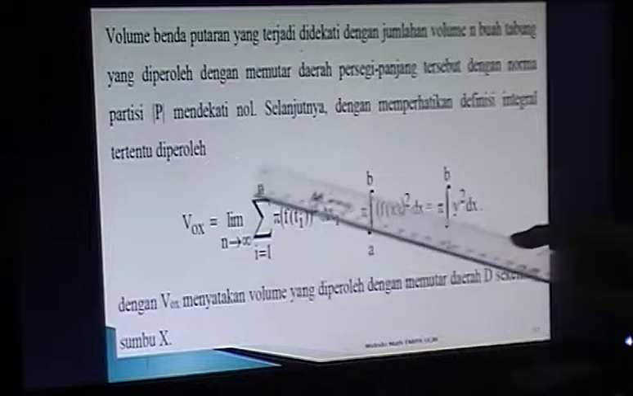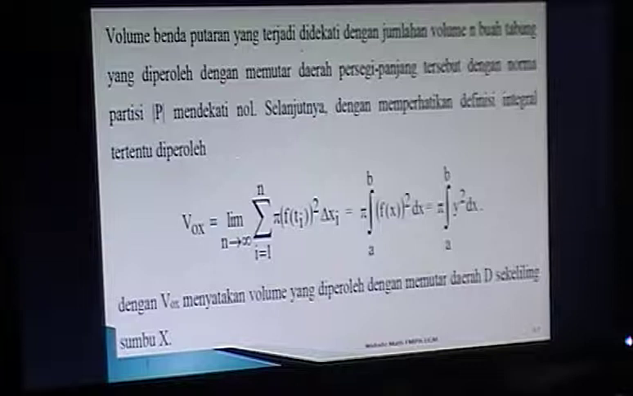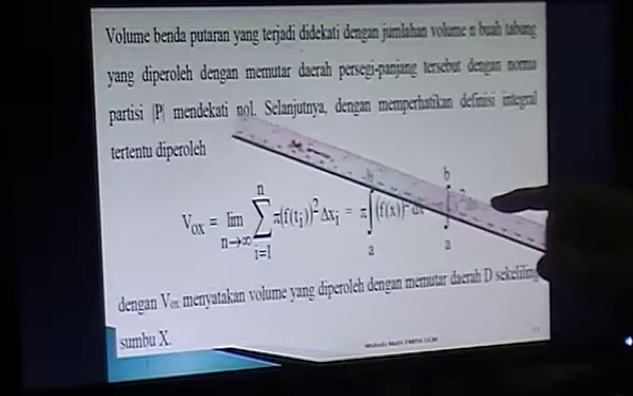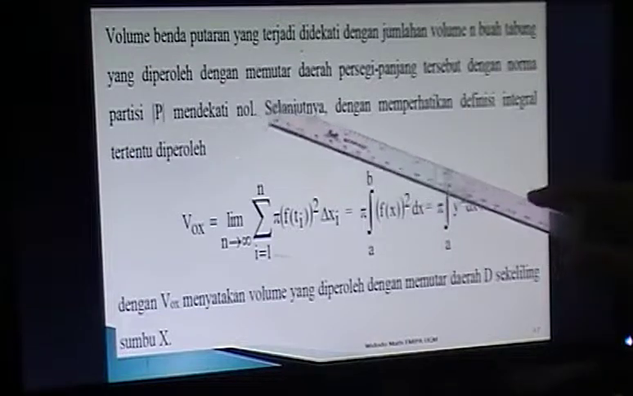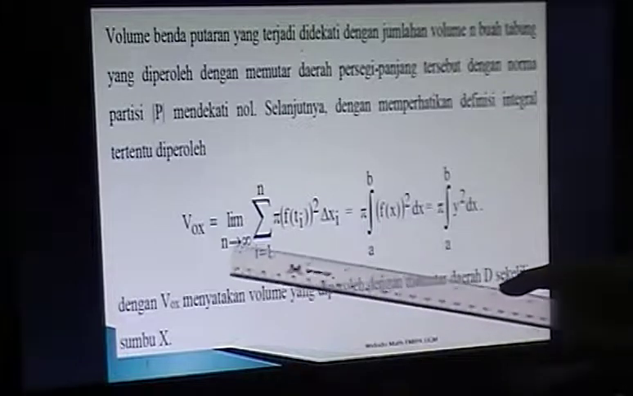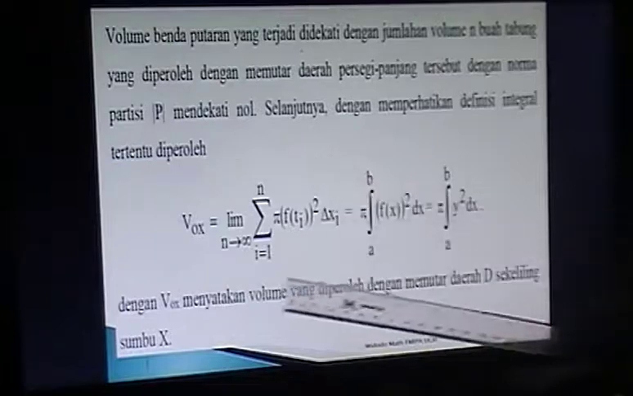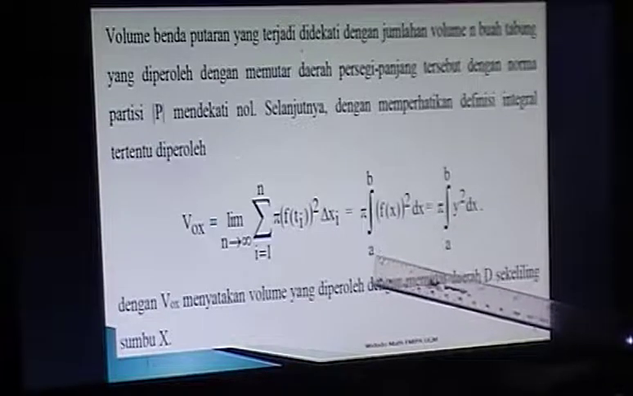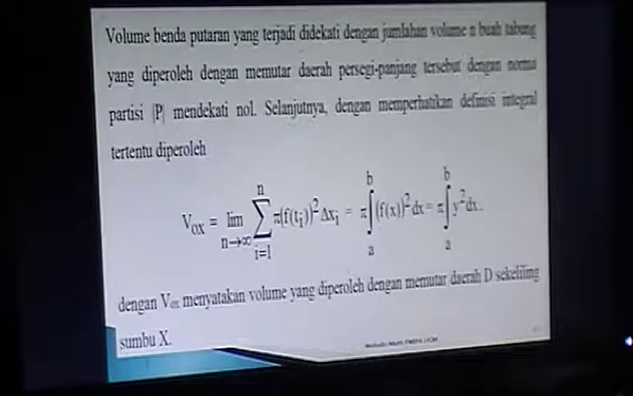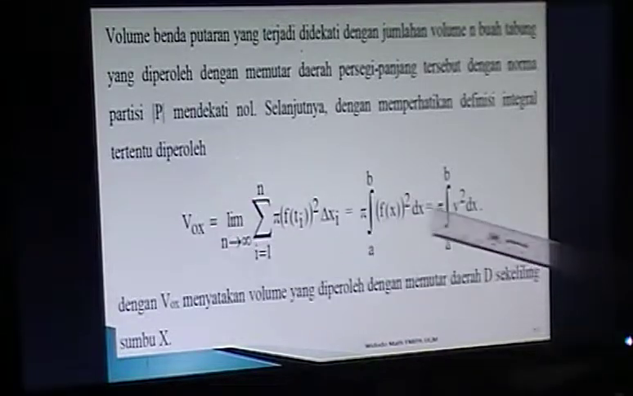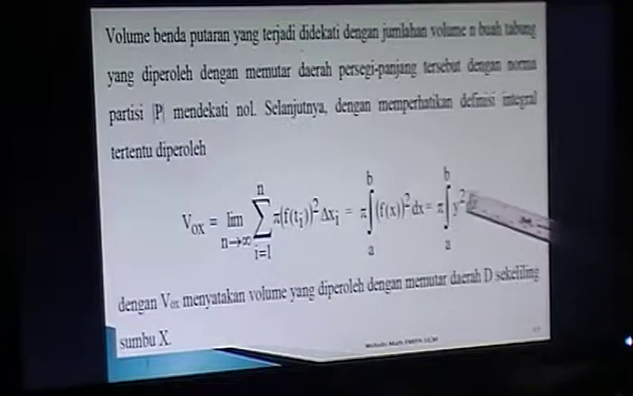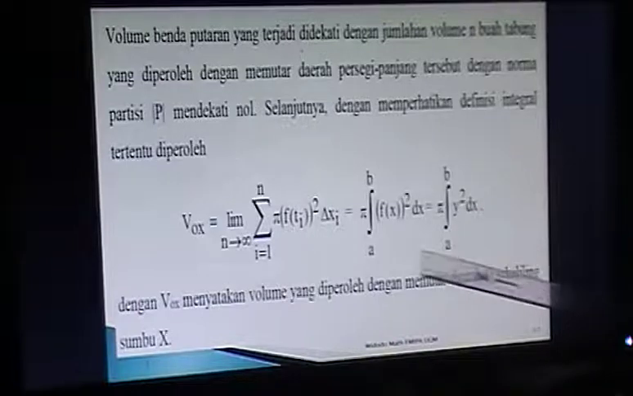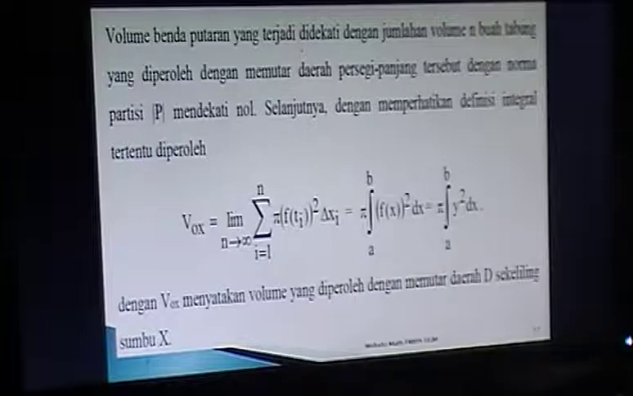If we take this limit, actually the limit is taken by using the norm of P tending to 0. If the norm of P tends to 0, it implies that n tends to infinity. If n tends to infinity, then by the concept of definite integral, it is equal to pi times the definite integral from a to b of f(x) squared dx. So by using the concept of definite integral, we have that the volume of the solid of revolution Vx is equal to pi integral from a to b of y squared dx, where y is equal to f(x). So we get this formula.